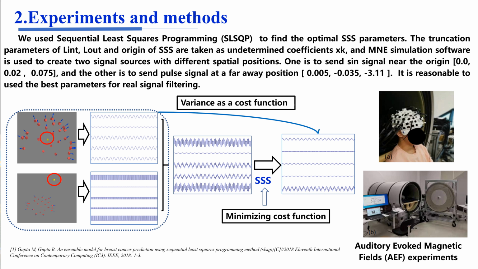In this paper, we use the simulation method to set two dipoles with different spatial positions, one inside the sensor array and the other in the distance. Two dipoles send different signals. SSS is used to filter the simulation signal, and the variance between the filtered signal and the internal dipole signal is calculated as a cost function to optimize the SSS parameters.